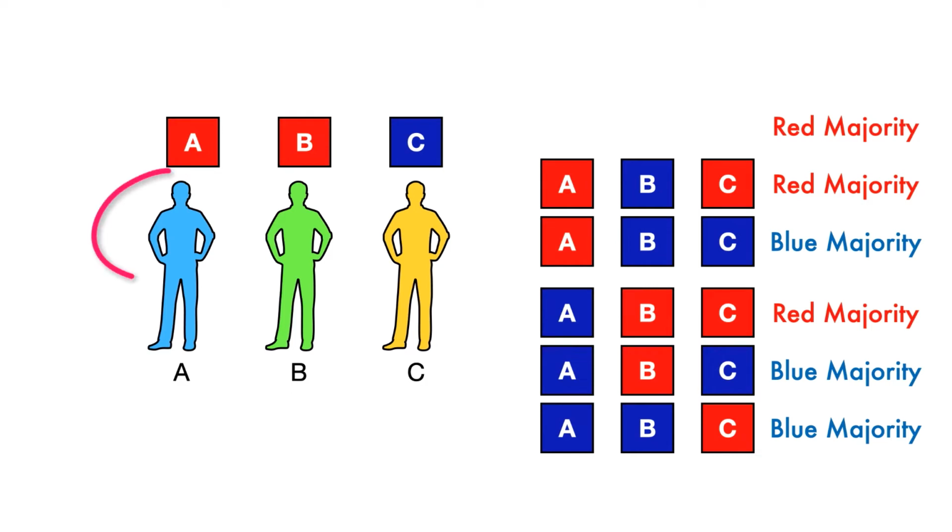For instance, if a player sees both a red and blue hat, then the player must be wearing the majority color, which could be red or blue. If a player sees two blue or two red hats, then the player must be wearing the minority color, which will be the opposite color of what the player sees.